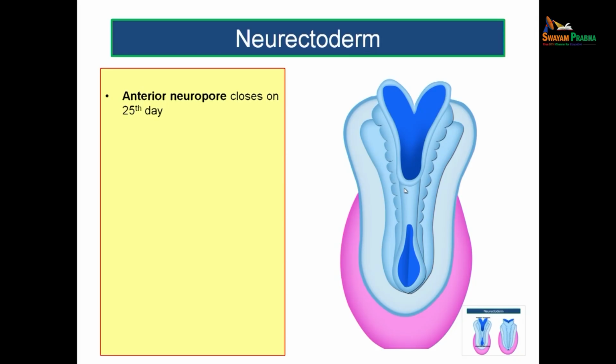So you can see the closure. This is the neural groove, this was our neural plate which is forming the neural groove. Now the fusion has started.